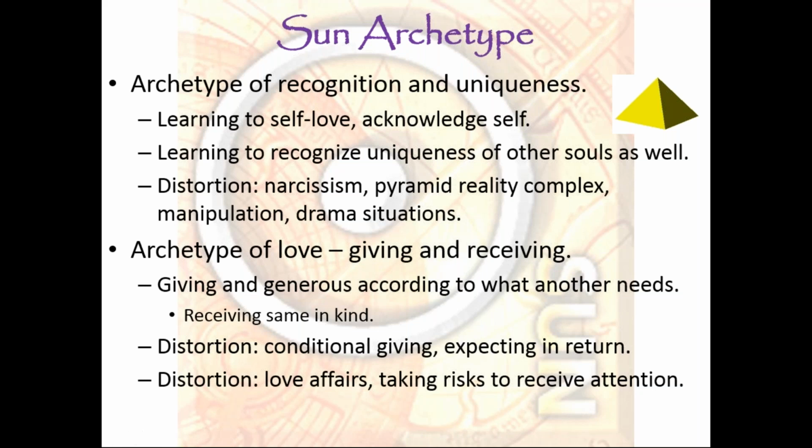Another distortion that will come along is the classic love affairs and love triangles that we hear about through Sun, Leo, and the fifth house. Again, this is when we're not filling up active polarity from inside ourself going outward. So this is where we will take those risks and those gambles to be noticed, to be loved, to do whatever we have to do.